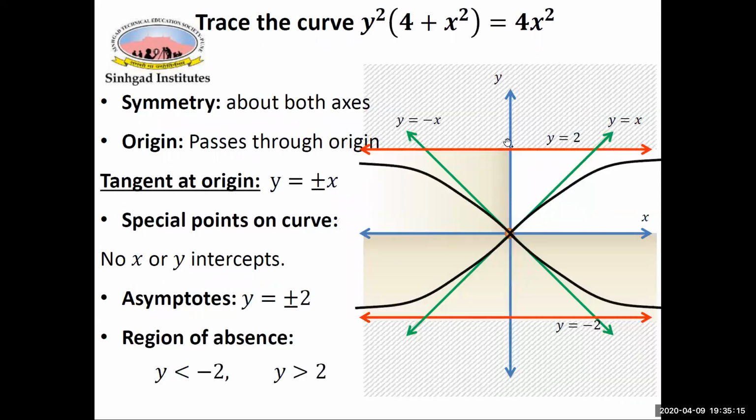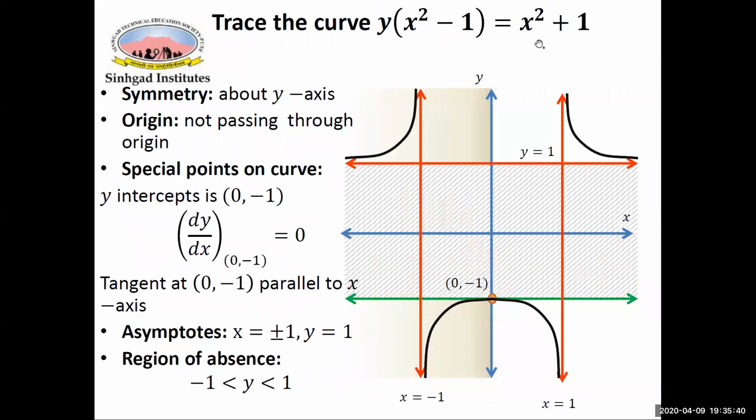Next, the curve is y square into 4 plus x square is equal to 4x square. 4y square plus x square y square equal to 4x square. All the terms are even. Since all the powers are even, so what will we have?